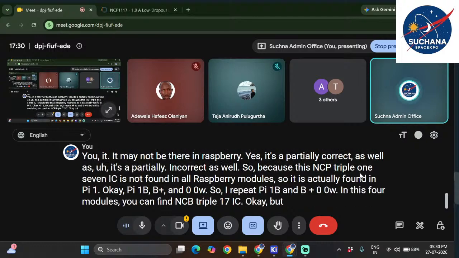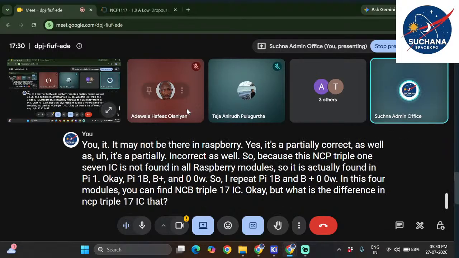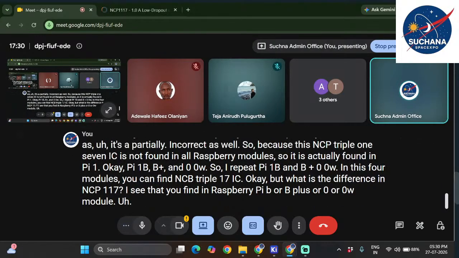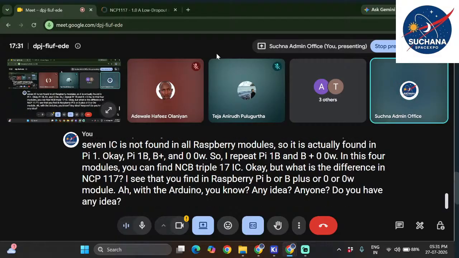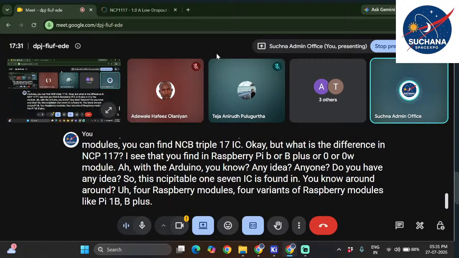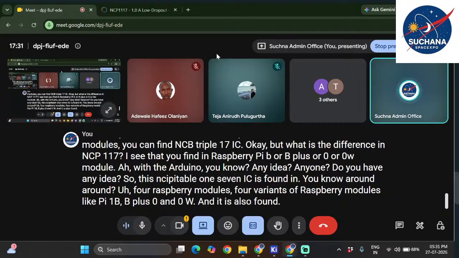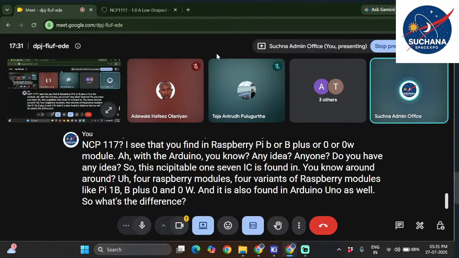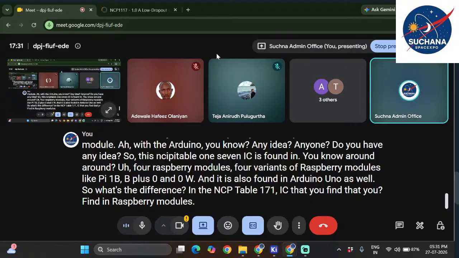But what is the difference between the NCP1117 IC that you find in Raspberry Pi B, B plus, 0 or 0W and the one in Arduino Uno? Any idea? Anyone? Anirudh, do you have any idea? This NCP1117 IC is found in four variants of Raspberry modules, like Pi 1B, B plus, 0 and 0W, and it is also found in Arduino Uno. So what's the difference in the NCP1117 IC that you find in Raspberry modules and the Arduino Uno?